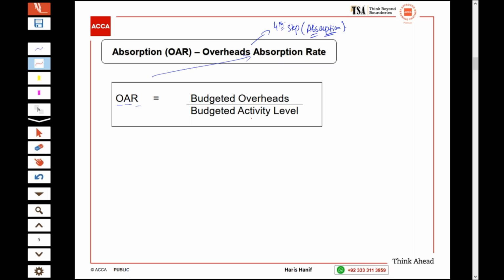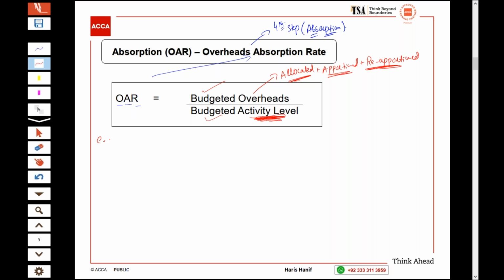And this is my budgeted overheads and budgeted activity level. Now, what are these budgeted overheads? These are allocated plus apportioned plus reapportioned. These are all allocated, apportion, and reapportion. These are budgeted overheads and these are budgeted activity level. If you remember, on day two of the webinar, in which we had discussed fixed overheads, expenditure, and volume variances, I had already taught about this overhead absorption rate.